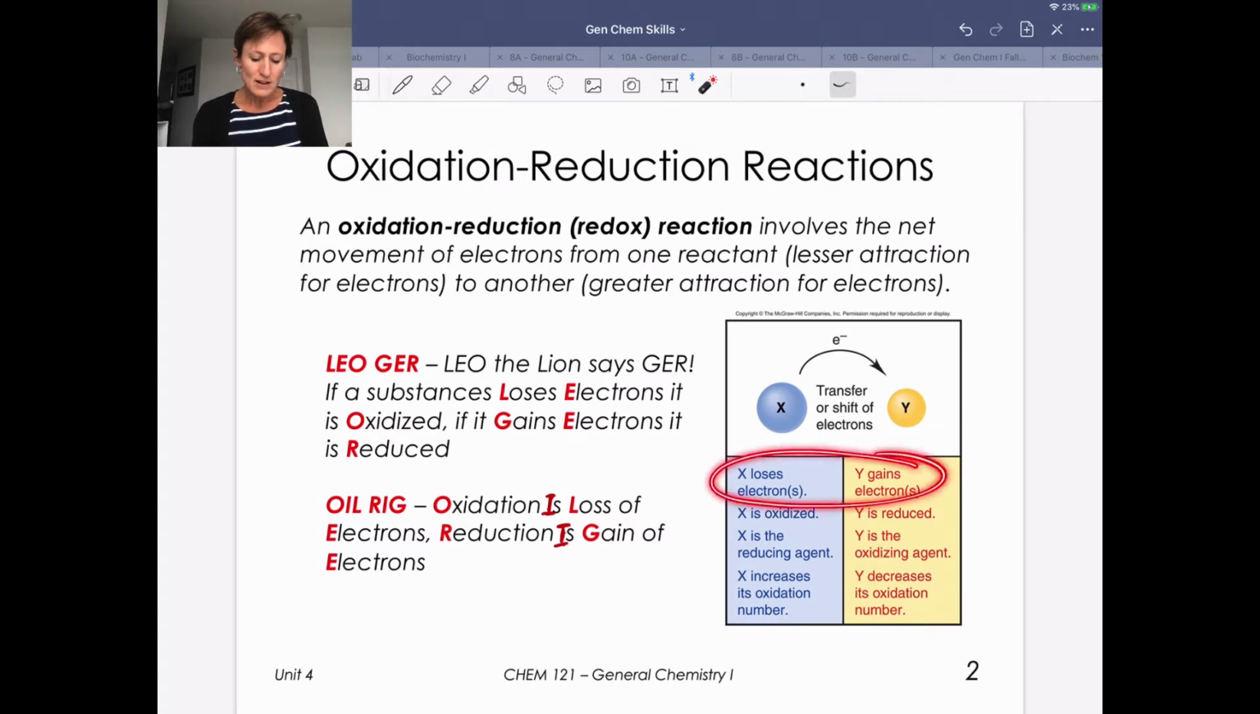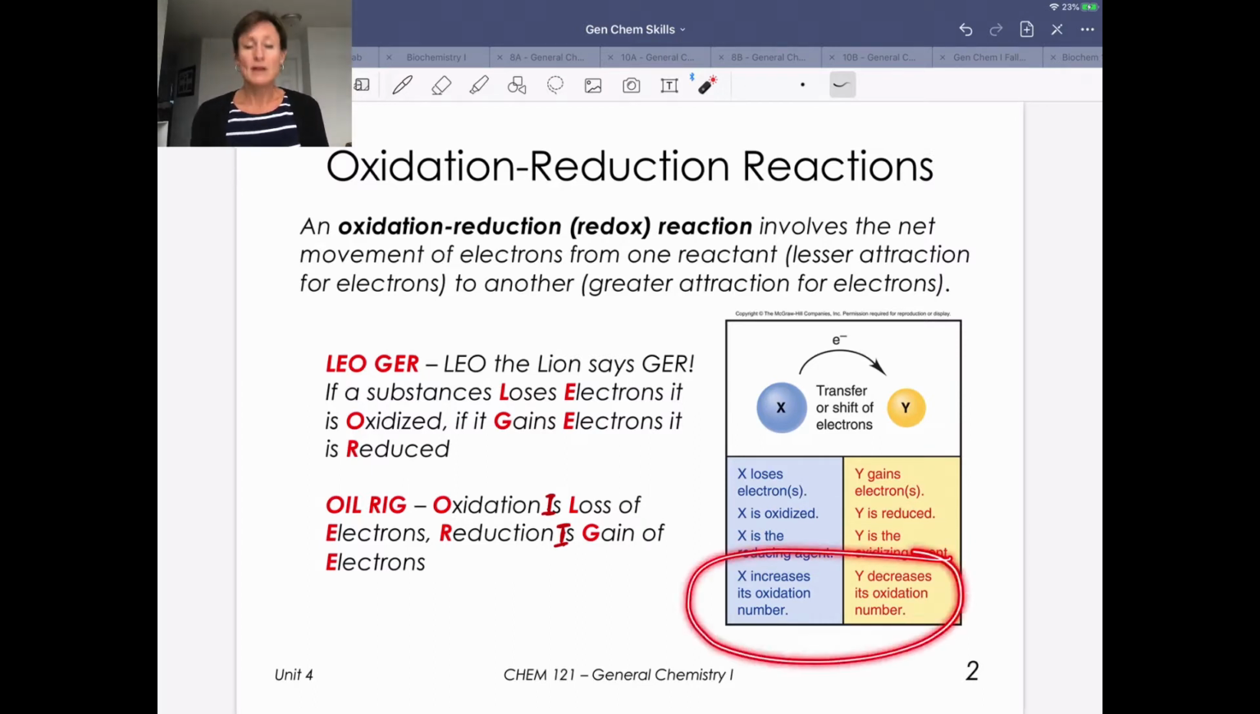This little infographic summarizes this. Again, transfer of electrons is what a redox reaction is. If something loses electrons, it's oxidized. Gains electrons, it's reduced. We'll see on the next page this terminology about oxidizing and reducing agents. And then we'll explore what it means to change the oxidation number, how we determine oxidation numbers, and then how they're going to change with oxidation or reduction reactions.